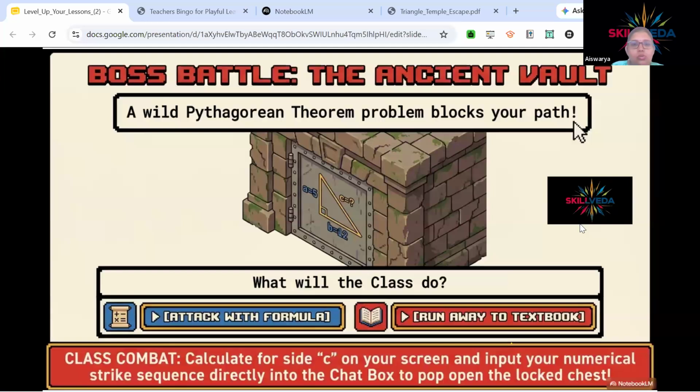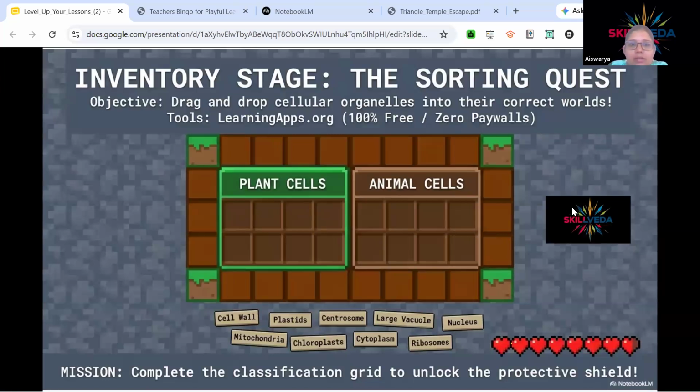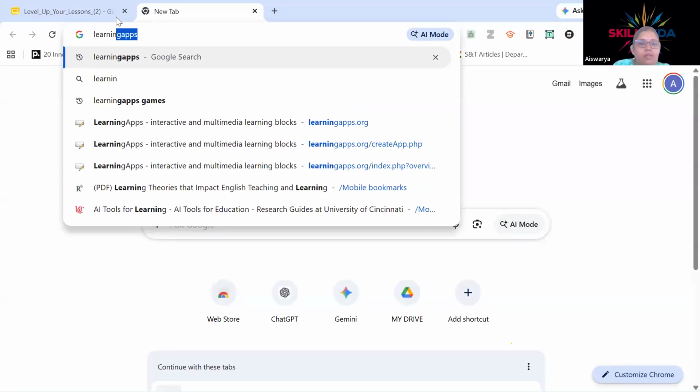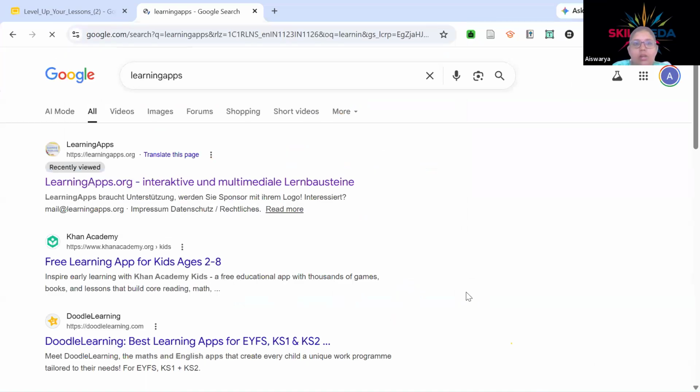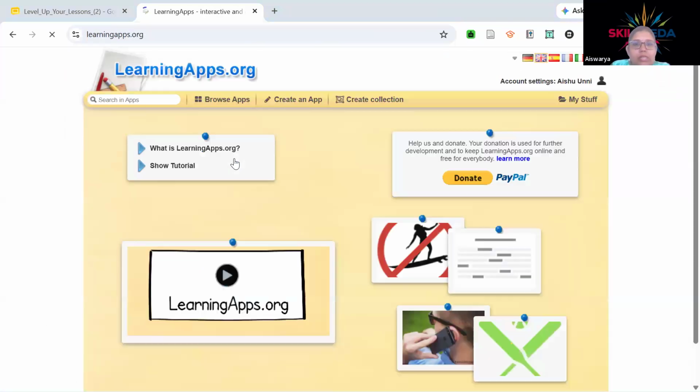So now that we have tried to use a triggering challenge like a quest, I'm going to use another tool which is very easy, unlike Vign, if I have to say that. And this is going to be 100% free again. Let's see what this tool is all about. That is called Learning Apps. So Learning Apps, just search it on Google and you will be able to get it.